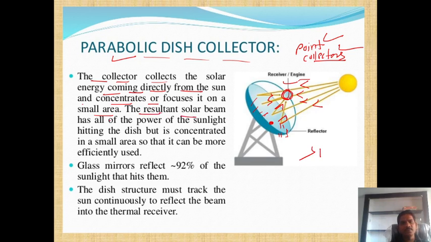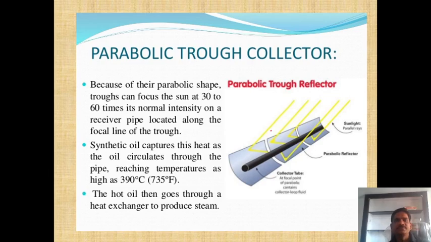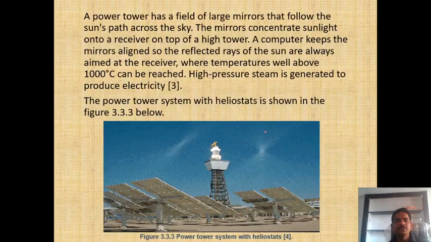So the resultant solar beam has all of the power of the sunlight hitting the dish, but it is concentrated in a small area so that it can be used more efficiently. The glass mirror reflects 92% of the sunlight that hits it. This dish structure must track the sun continuously to reflect the beam into the thermal receiver. Yes or no? Yes.